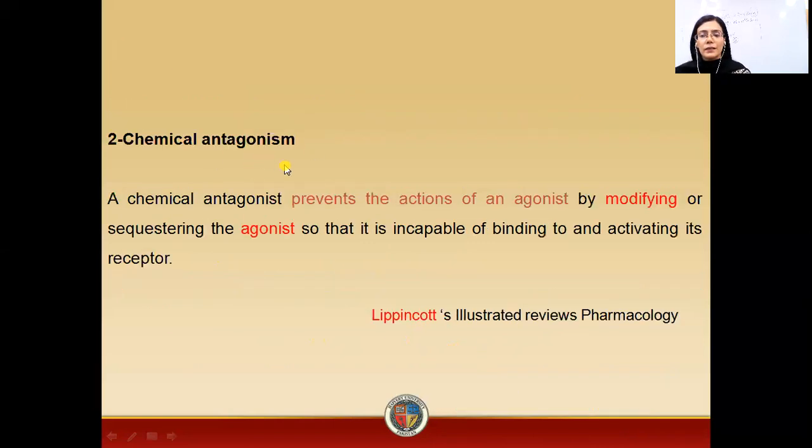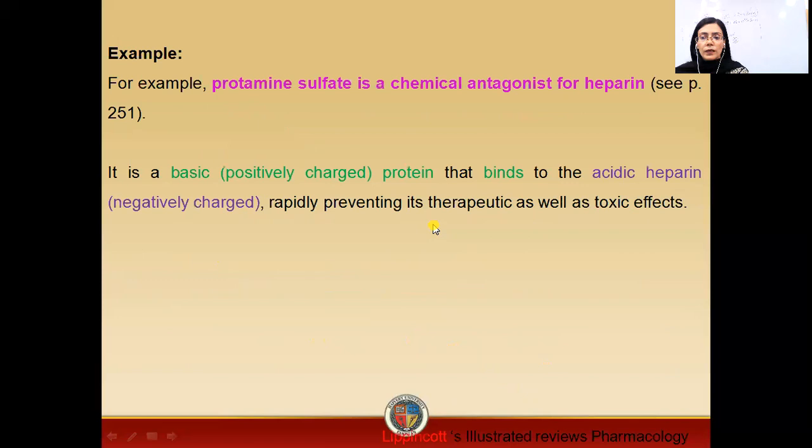Now, what is chemical antagonism? These are the chemical agents, the chemical antagonists, that prevent the action of an agonist by modifying it. In this case, let's take the example of protamine sulfate. This is a chemical and it will act as an antagonist of heparin. Now, this protamine sulfate is a base, a positively charged protein. So it will bind itself to the acidic or negatively charged heparin.